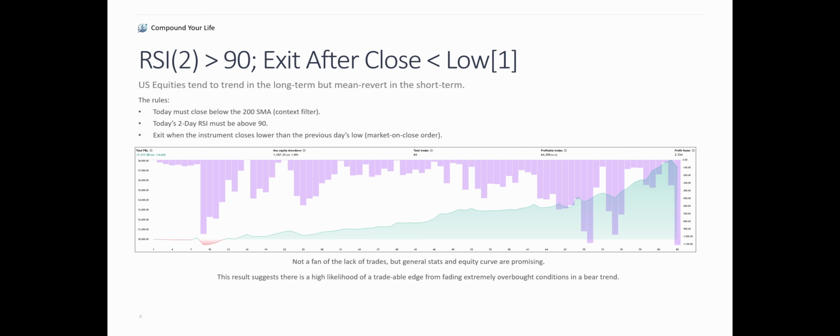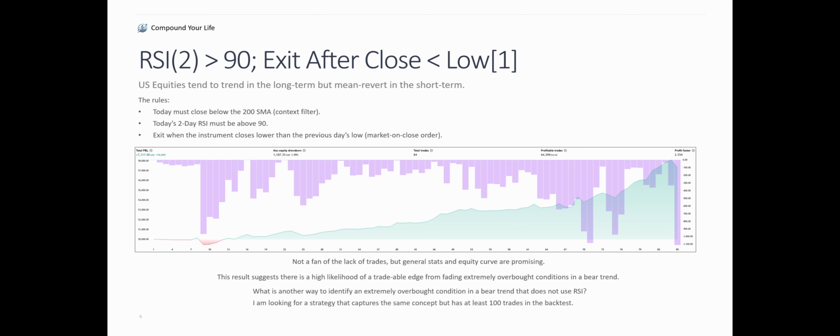So one way to interpret this is that what this proves is, if you think about it, the RSI greater than 90 represents extremely overbought conditions. And so this equity curve proves that if you fade extremely overbought conditions in a bear trend, you're likely to make money. And it's a consistent phenomenon, so there's definitely some sort of consistent tradable edge there.